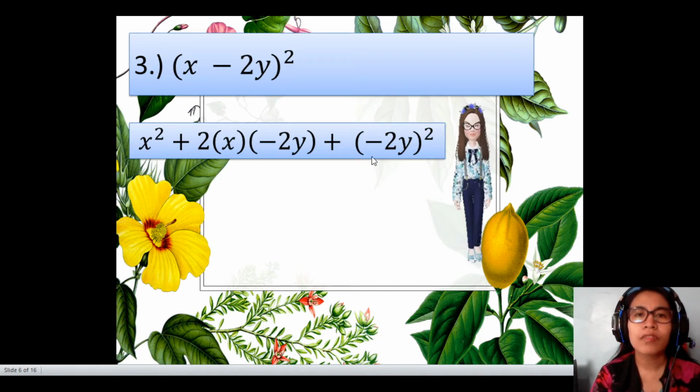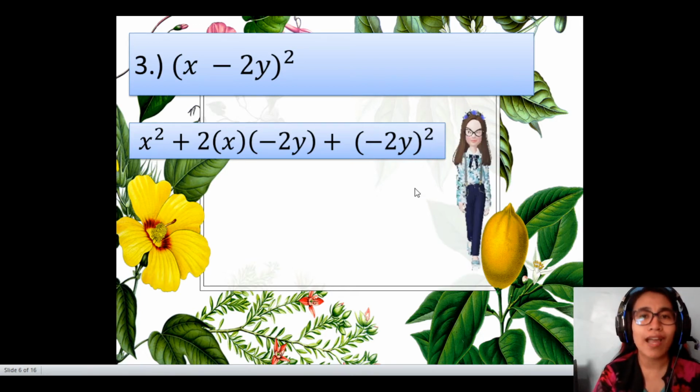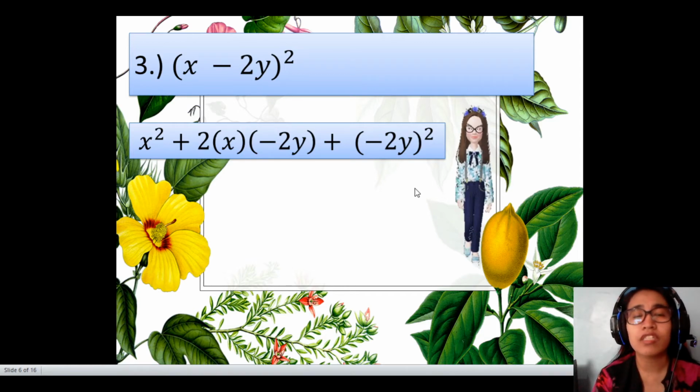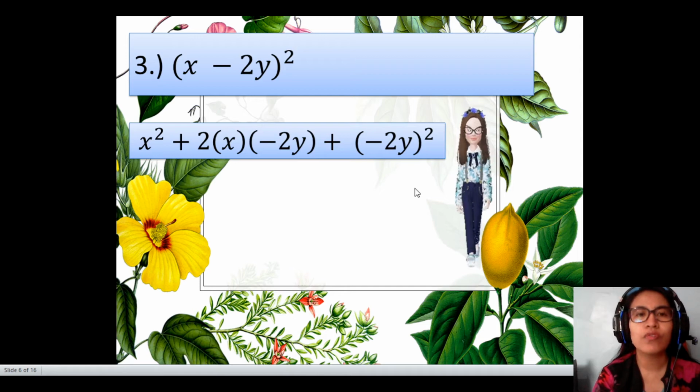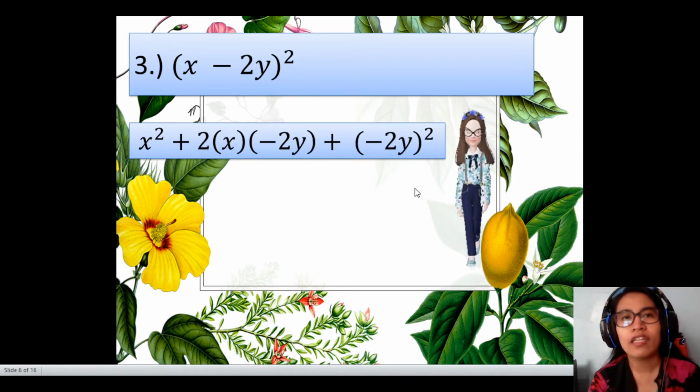Next is negative 2y. Again, if it has a numerical coefficient, write it in a parenthesis before you square. Negative 2y squared will give us, since it is squared, negative times negative will give us positive, so that will be 4y squared. So your answer should be x squared minus 4xy plus 4y squared.